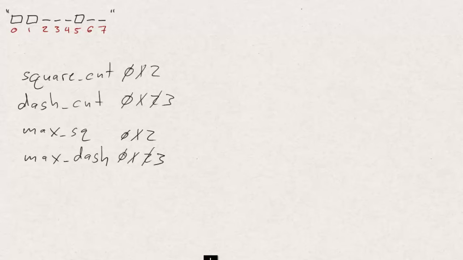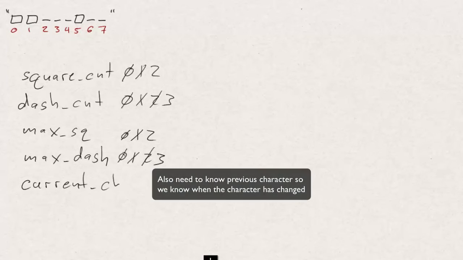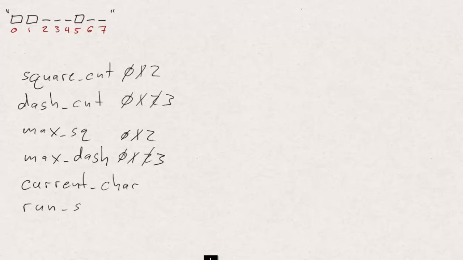Yeah, that's right. So somehow we have to keep some sense of the current character, so we know which one we're counting, and we're going to have to know the current run length. So maybe we're going to have a variable for the run length for squares and the run length for dashes. You're starting to see that even as a human, to do this, it's not that easy. There's a lot of things to keep track of. But I think this is getting close.